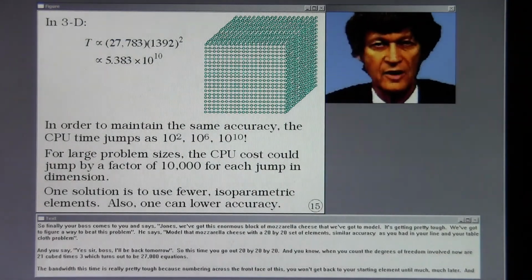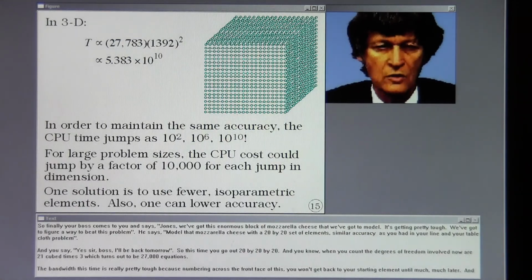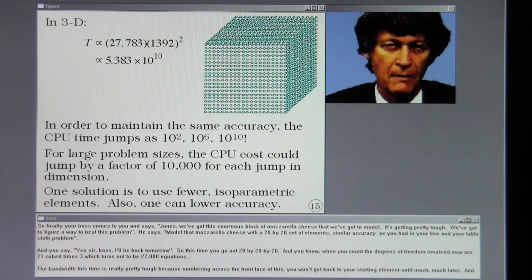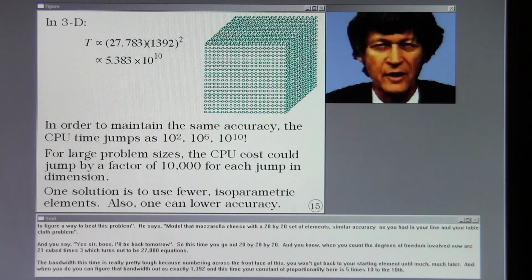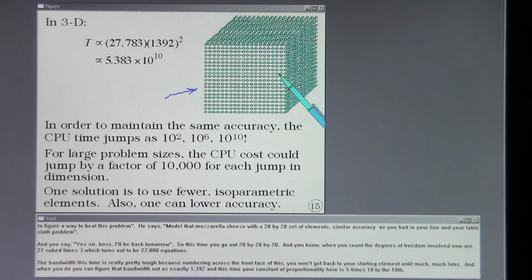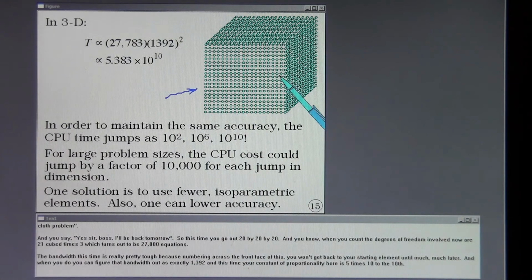So finally your boss comes to you and says, "Jones, we've got this enormous block of mozzarella cheese that we've got to model. It's getting pretty tough. We've got to figure a way to beat this problem. Model that mozzarella cheese with a 20 by 20 by 20 set of elements, with similar accuracy as you had in your line and your tablecloth problem." And you say, "Yes, sir, boss, I'll be back tomorrow."